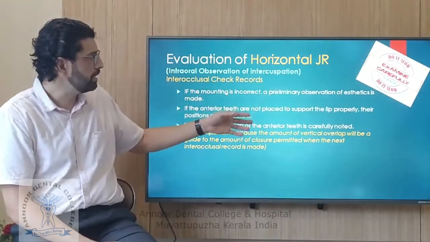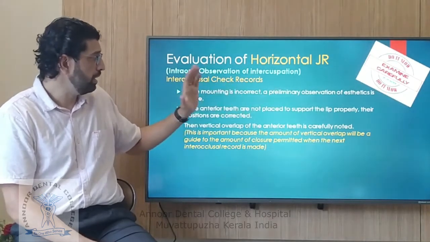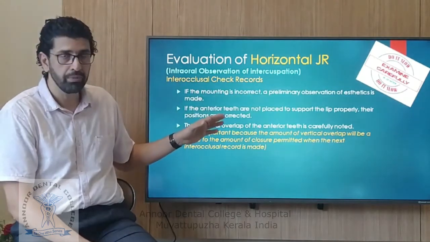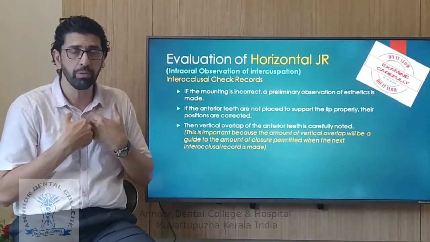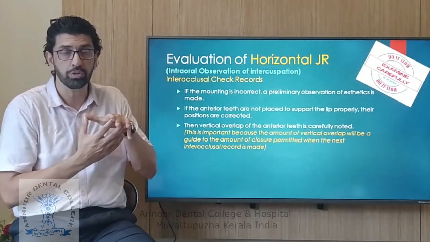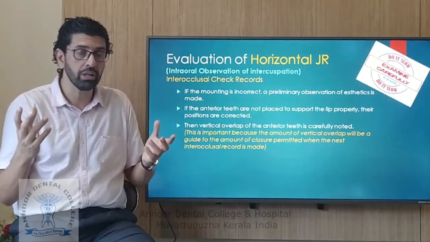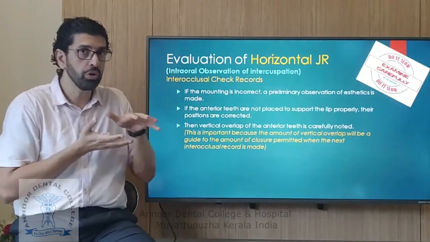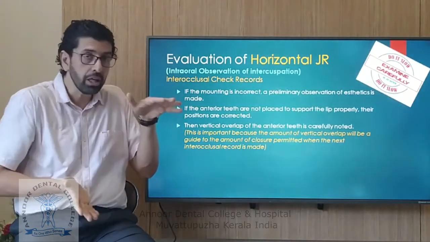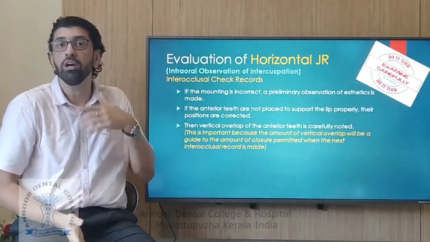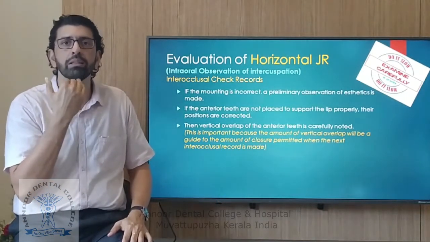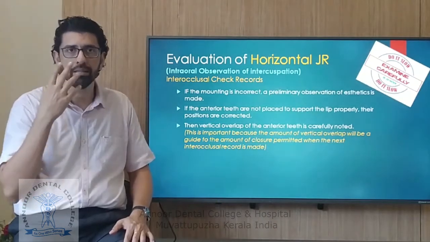So if the mounting is incorrect or you have a doubt about it, a preliminary observation of aesthetics is made. Now, we need to make an observation of the aesthetics because we are going to have to decide where it's going to close, right? Now, you don't want to change the vertical dimension and you're going to repeat the horizontal relation. When you do that, patient can overclose or patient can underclose. For this reason, before you remove the posterior teeth, we want to check the anterior aesthetics.